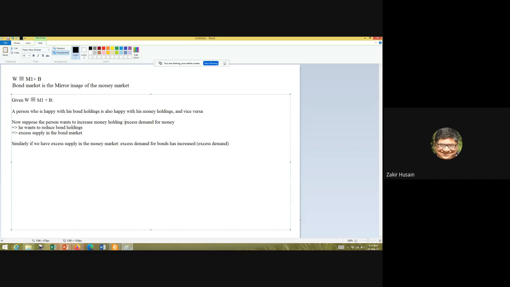So is it clear? You have excess demand for money. Here you have excess supply of money. So if you have excess demand for money, it means you have excess supply in the bond market. And here you have excess supply, excess demand in the bond market. So for this reason, we say that the bond market is the mirror image of the money market.